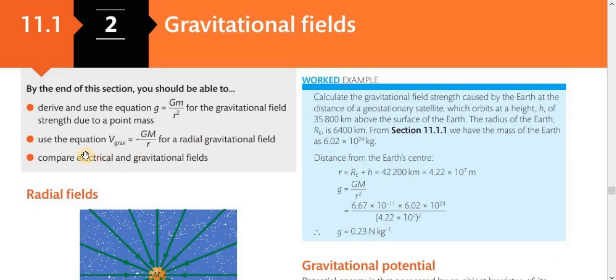You will learn about gravitational potential. Compare electric and gravitational fields. You will learn three different kinds of fields: electric fields, gravitational fields, and magnetic fields. There are similarities between these fields. If you consider electric fields and magnetic fields, there you also get a force of repulsion. But in the case of gravitational fields, there is no force of repulsion, only attraction.